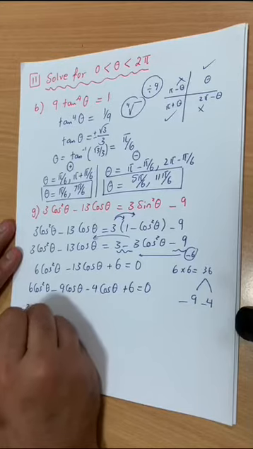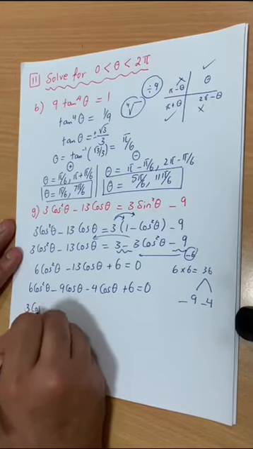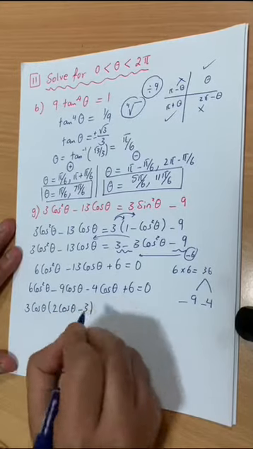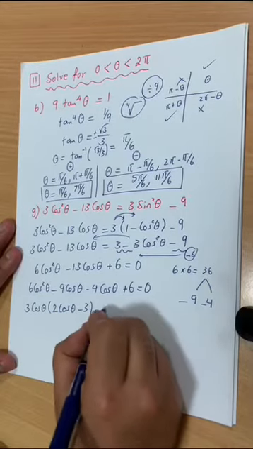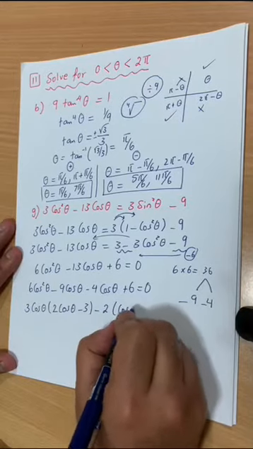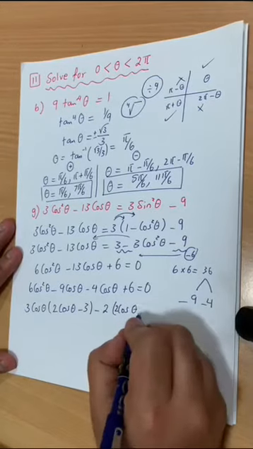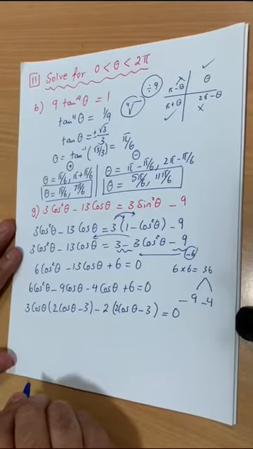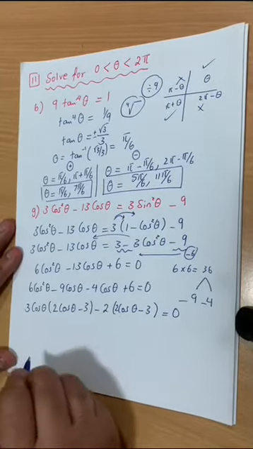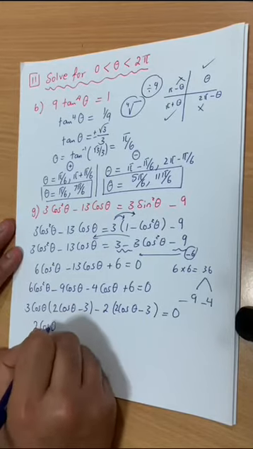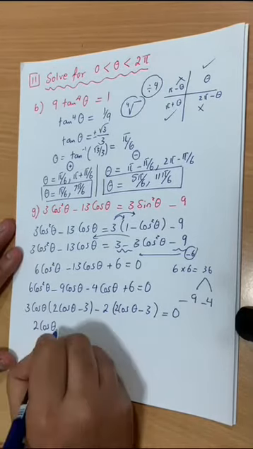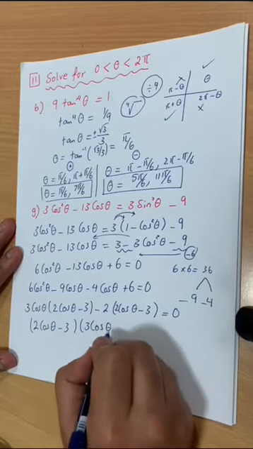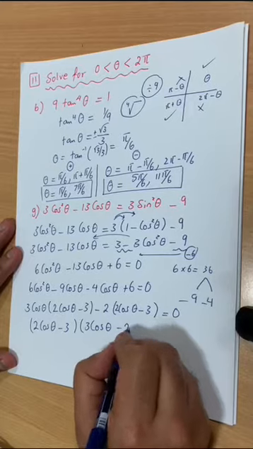For 6 and 9, we take 3 cosine theta as a common factor. Then 2 cosine theta minus 3 is left. For these two, you can take negative 2 as a common factor. So you have 3 cosine theta times 2 cosine theta minus 3, because you took negative 2 as a common factor. As you see, 2 cosine theta minus 3 is a common factor, and 3 cosine theta minus 2.